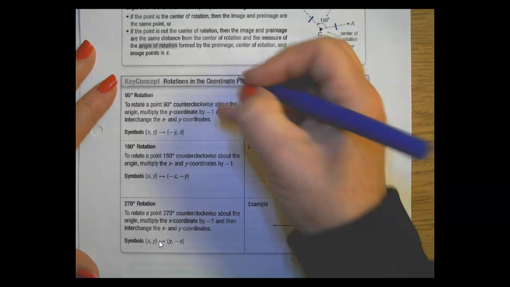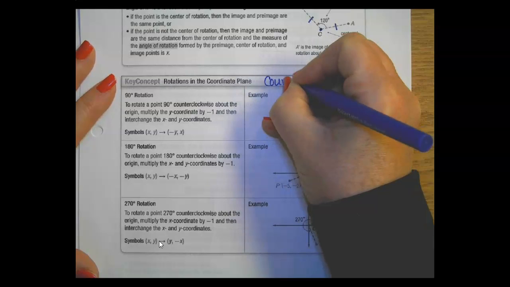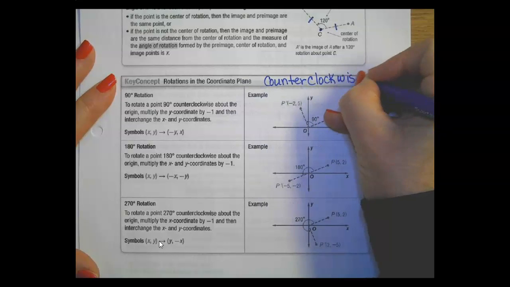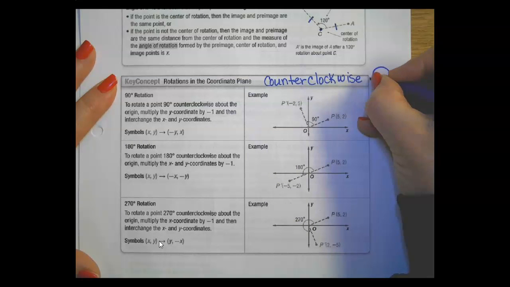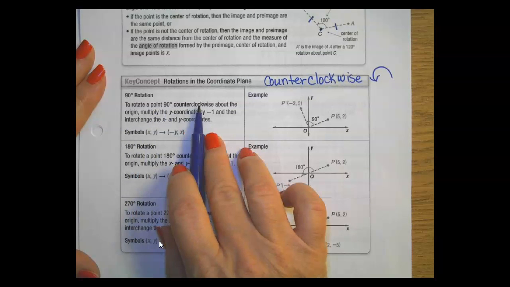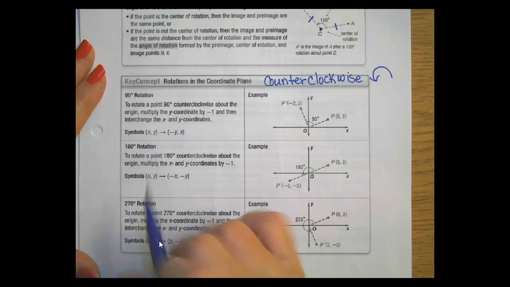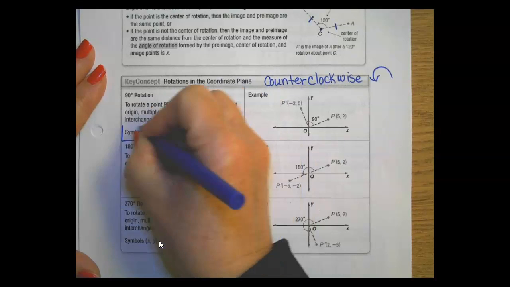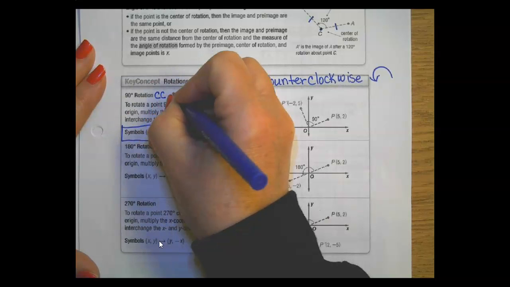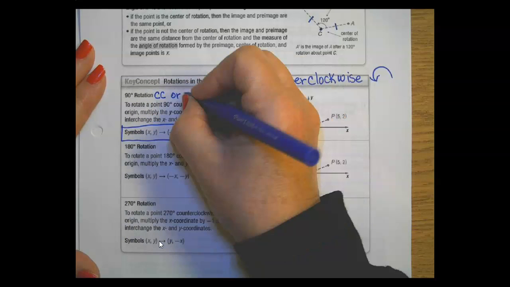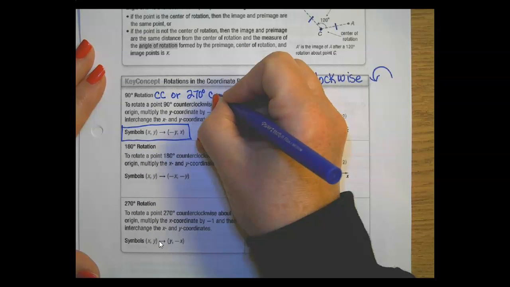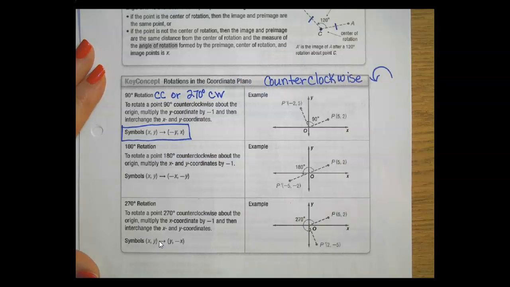Rotations are also counterclockwise. So if you're looking at a clock, it's going to go that way. Okay? So to rotate a point 90 degrees counterclockwise about the origin, here's the rule. So really this is called 90 degrees rotation counterclockwise, or it would be the same thing if you said 270 clockwise. Okay, I hope that makes sense.